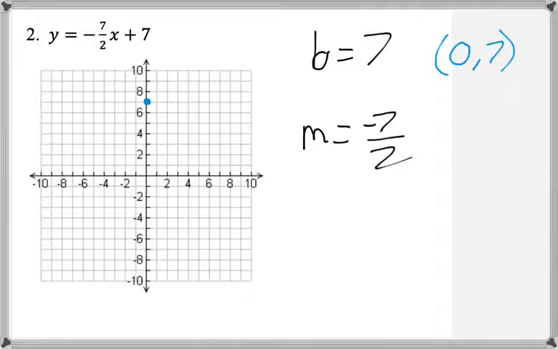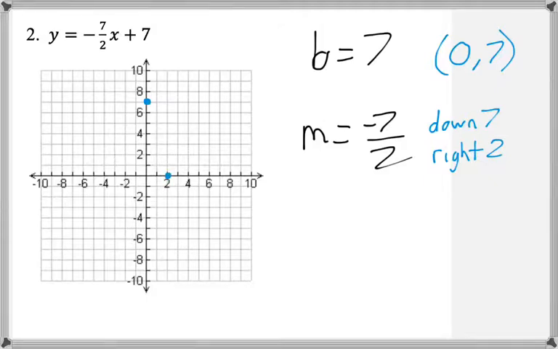and then my slope is negative 7 over 2. So to navigate to my next point, I need to go down 7 and to the right 2. So down 7 and to the right 2. So that will be my second point.